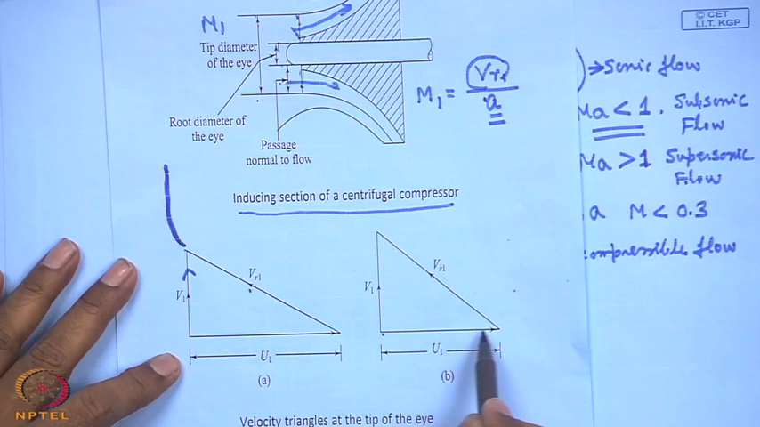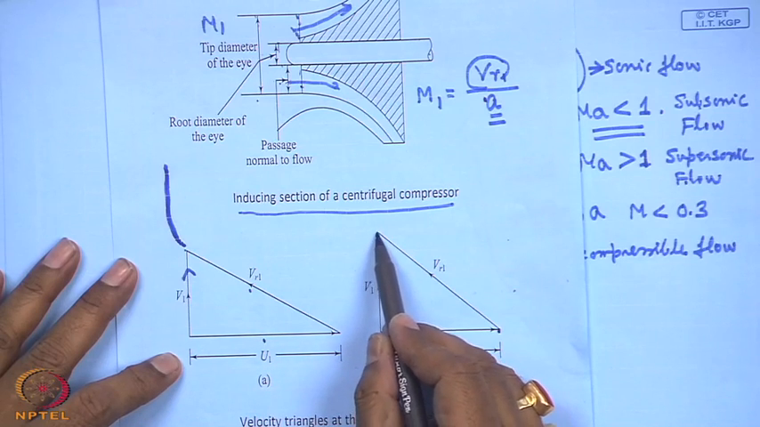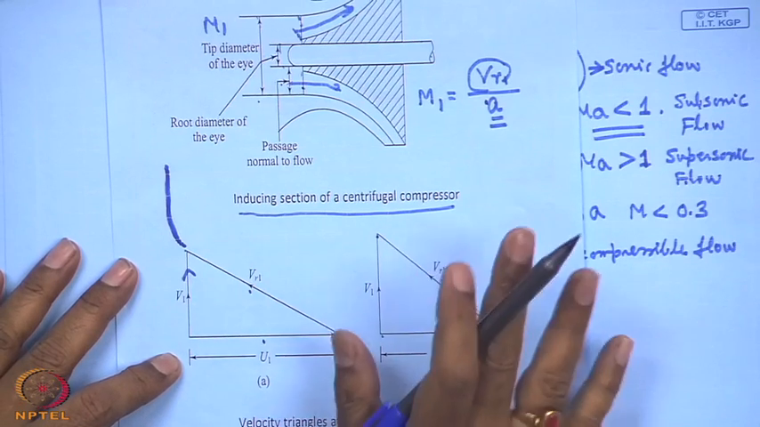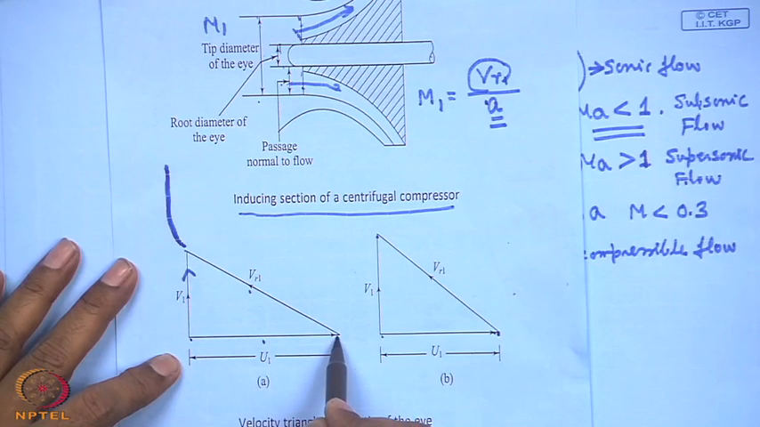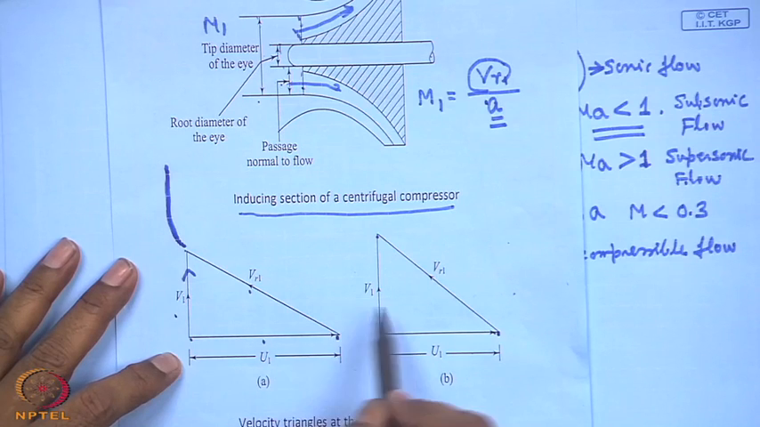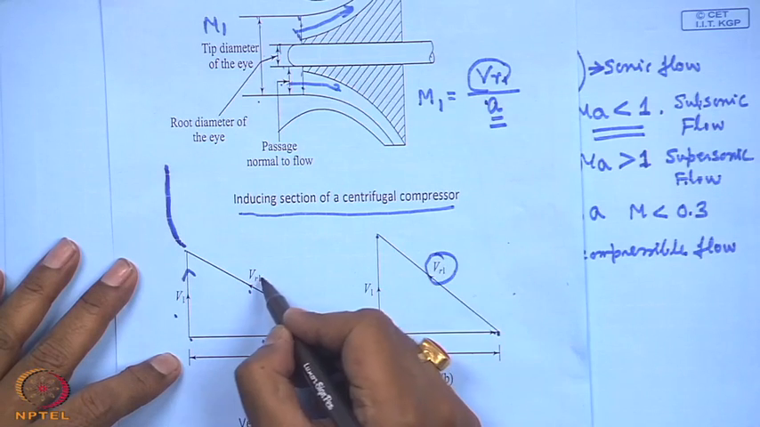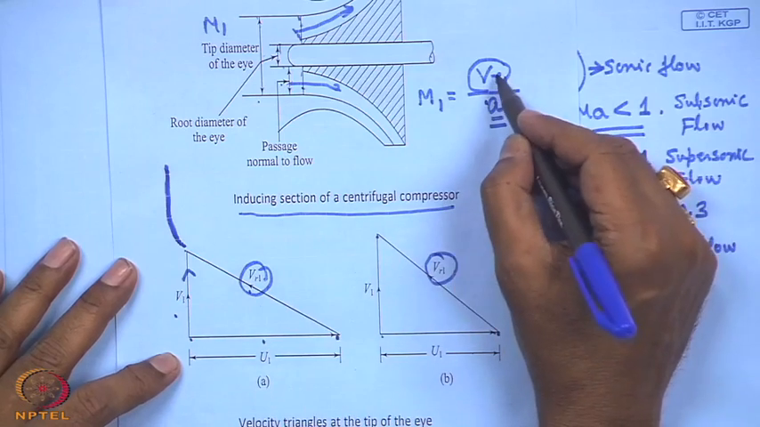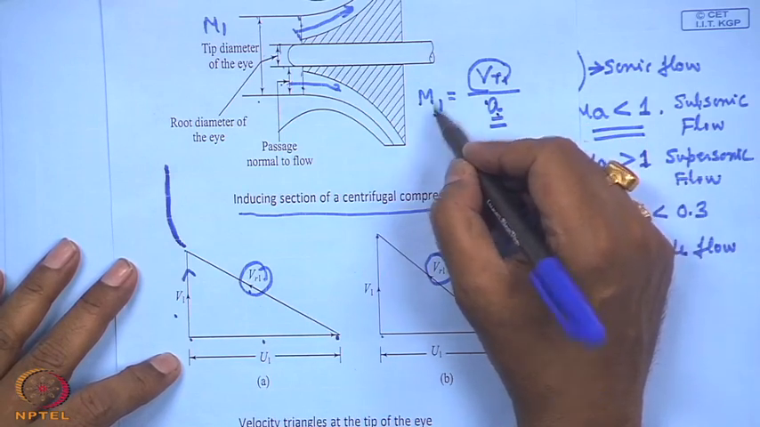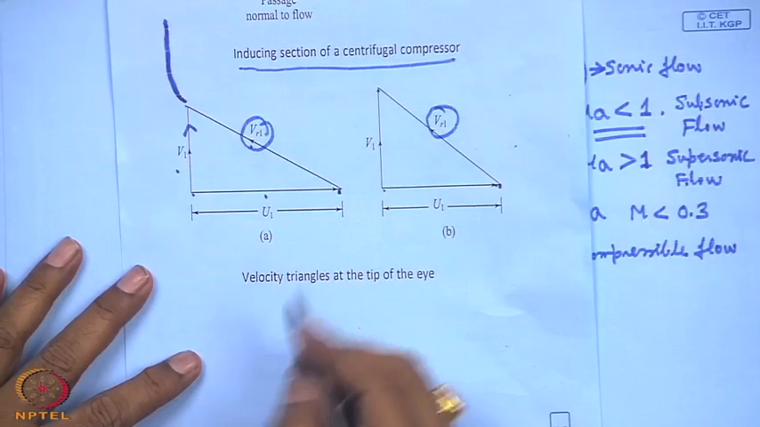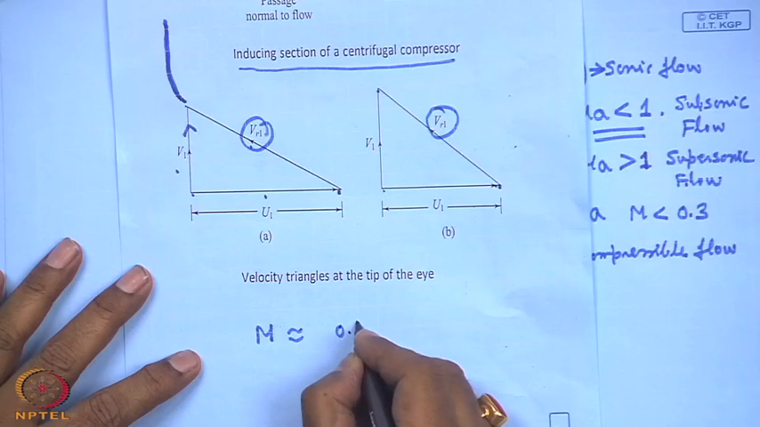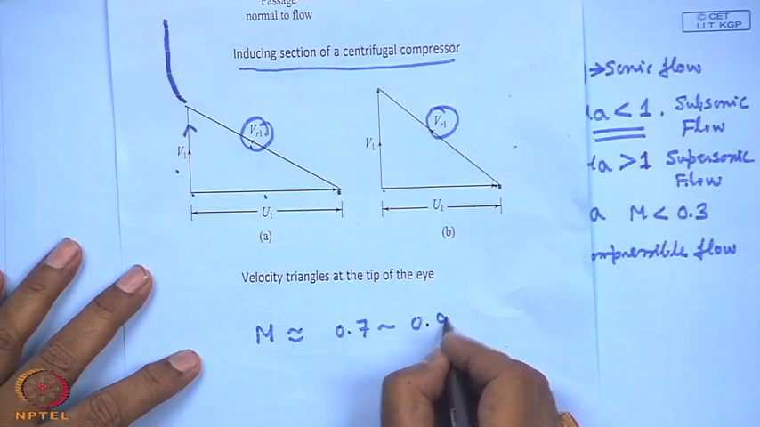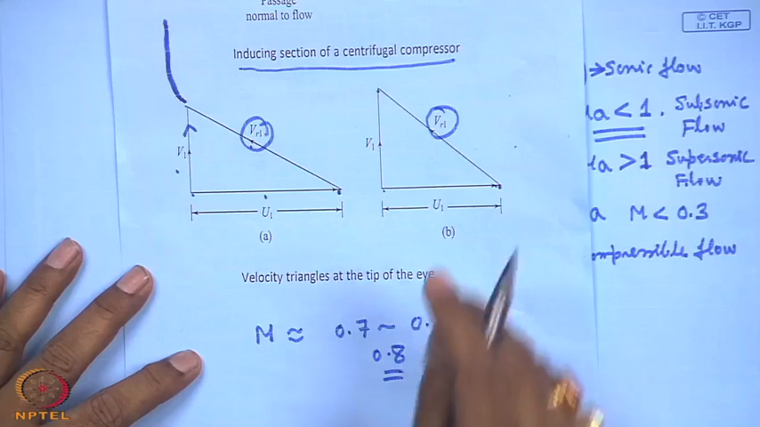We get a u1 like this, which is relatively lower than this, but the flow velocity is high, so that VR1 may be reduced. But it is very difficult to conclude which one is greater or lower. That depends upon the relative values of u1 and the value of V1. However, this VR1 is of our prime importance, such that VR1 by A, that is the relative Mach number, should be low, and we try to design the impeller tip in such a way that the Mach number lies between 0.7 to 0.9, usually 0.8, so that we avoid losses.